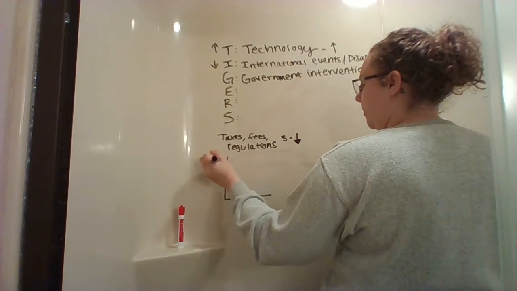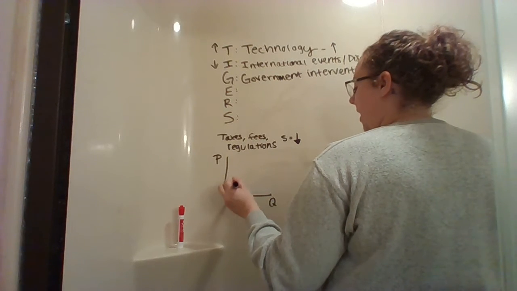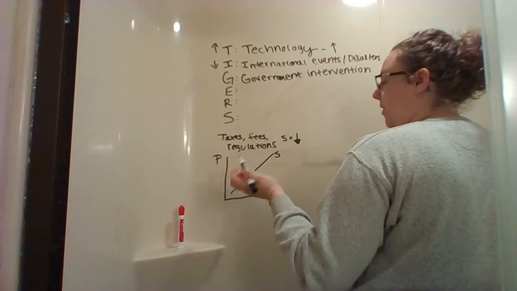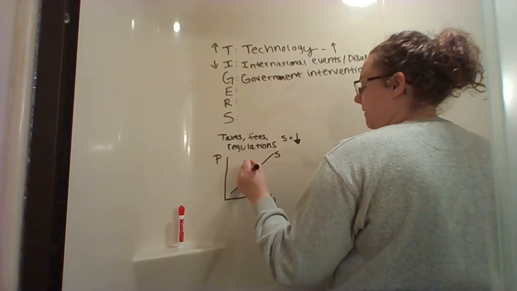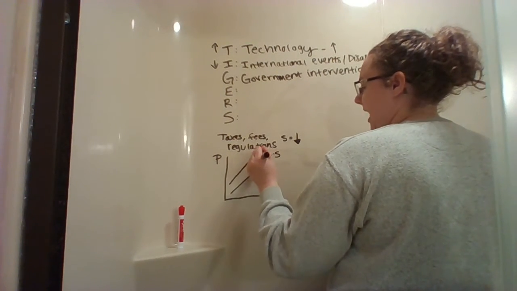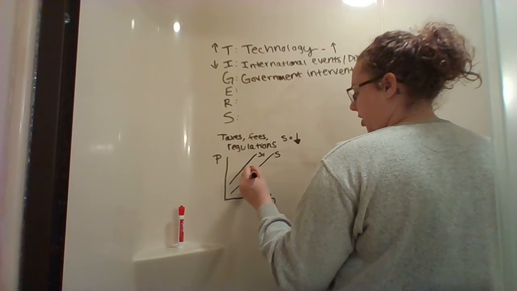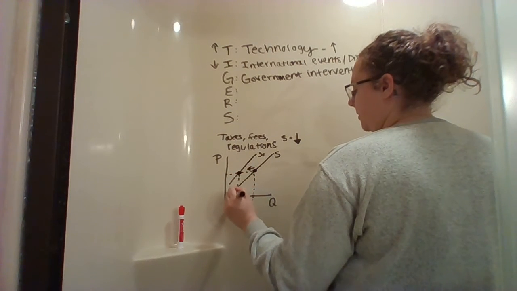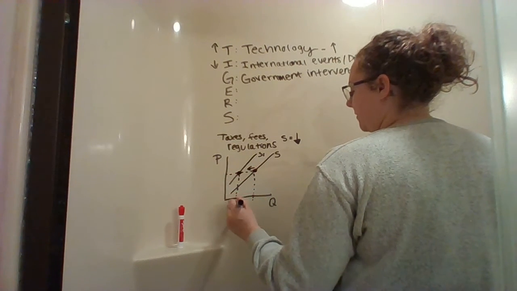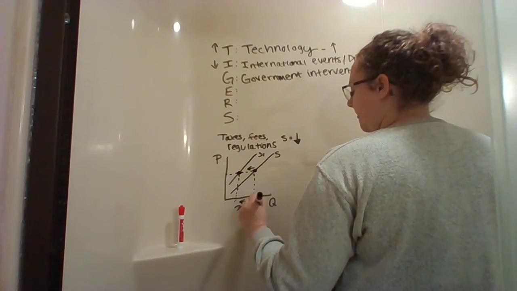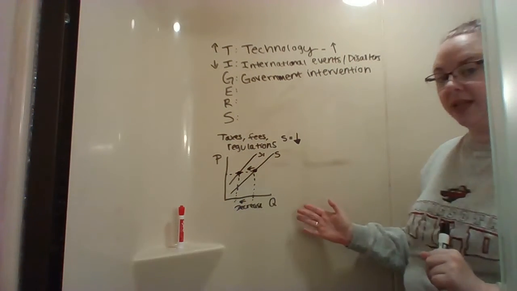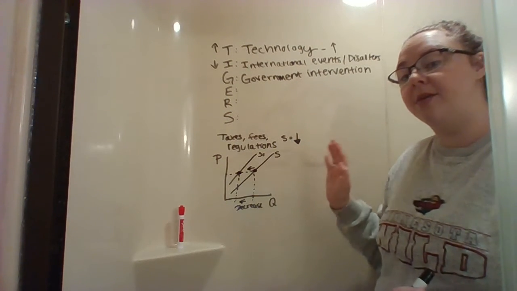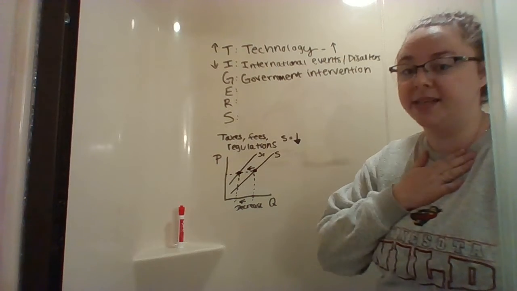Remember, when you're drawing your graph, you're always putting P over here and Q over here. And then the supply line goes towards the sky. And then with taxes and fees, decrease in supply is going to move to the left. We're going to call this S1. The price doesn't change, again, but the quantity does. And there's a decrease in supply. Okay? So that's what your graph would look like if we were talking about a decrease in supply, taxes, fees, and regulations. Remember, we're talking about suppliers here. So it affects our products and what we're selling.